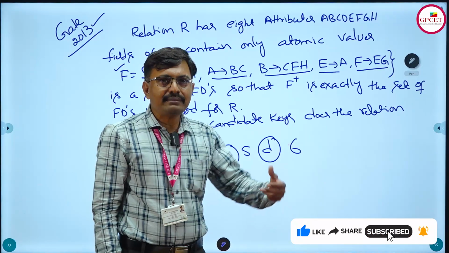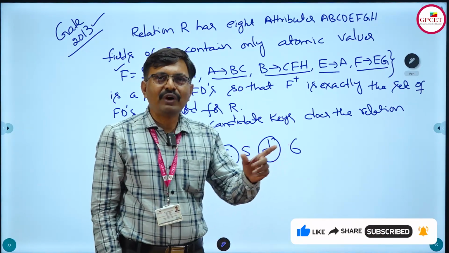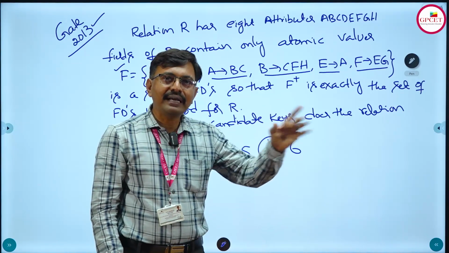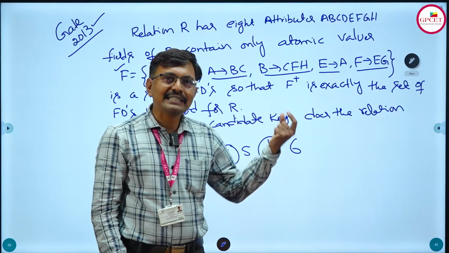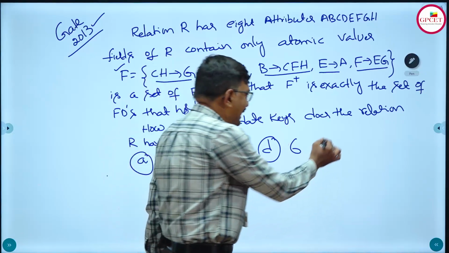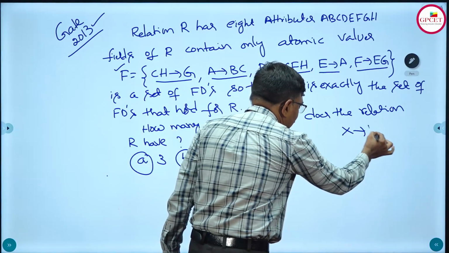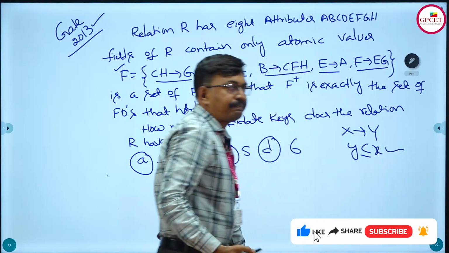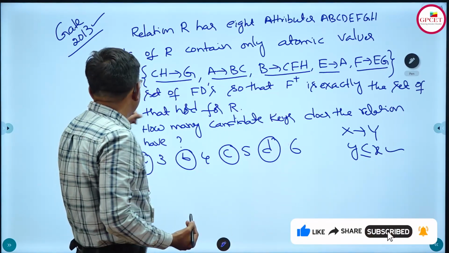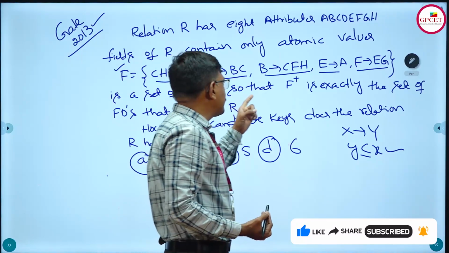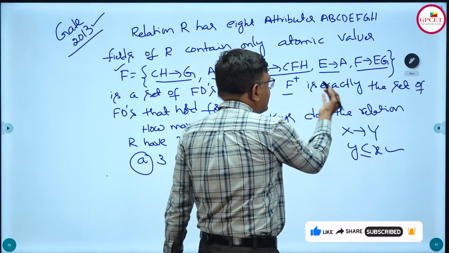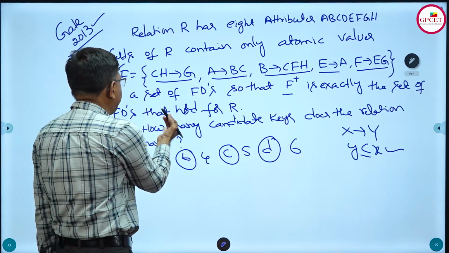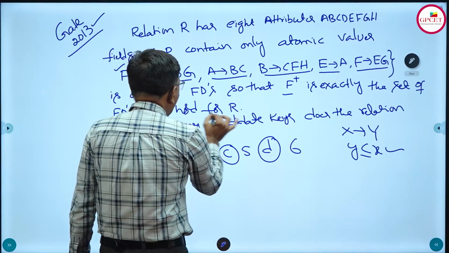I already told you what a functional dependency is. X determines Y: X must be a key, and Y may or may not be. That is, Y depends on X, so X determines Y is a functional dependency, where Y is a subset of or equal to X. Here is a set of functional dependencies, so that F closure is exactly the set of functional dependencies that hold for R.